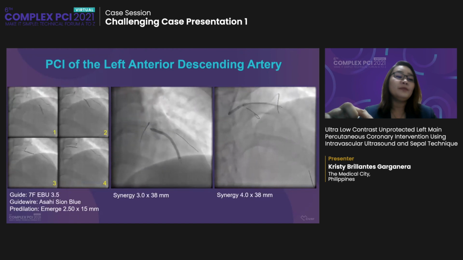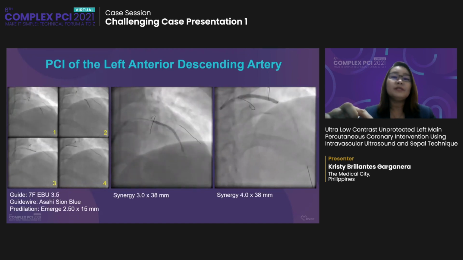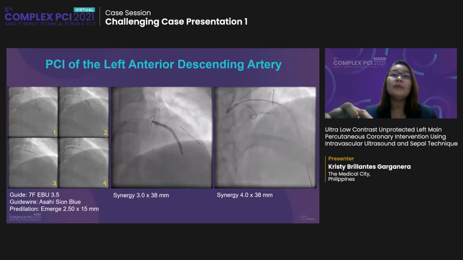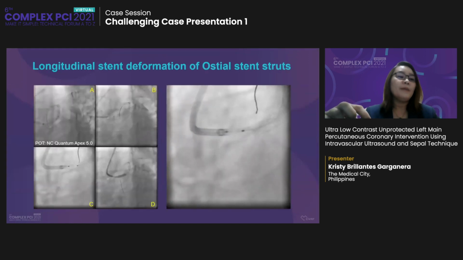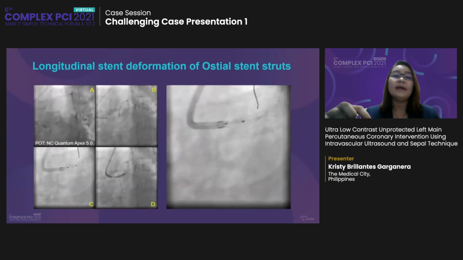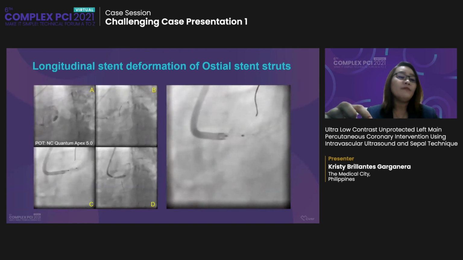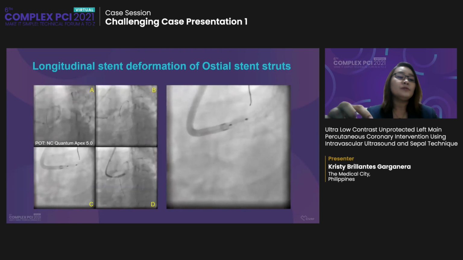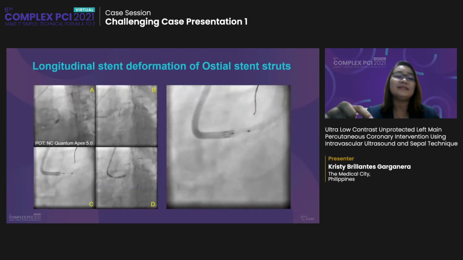We then proceeded with deploying the second stent, a Synergy 4.0 by 38 mm, positioned at the proximal LAD to ortho-ostial segment with a 4 mm distal overlap from the first stent. A POT of the left main using a 5.0 by 8 mm non-compliant balloon at high pressure was done. However, partial strut distortion was noted when the jailed circumflex wire was pulled out, as seen in videos B and C.